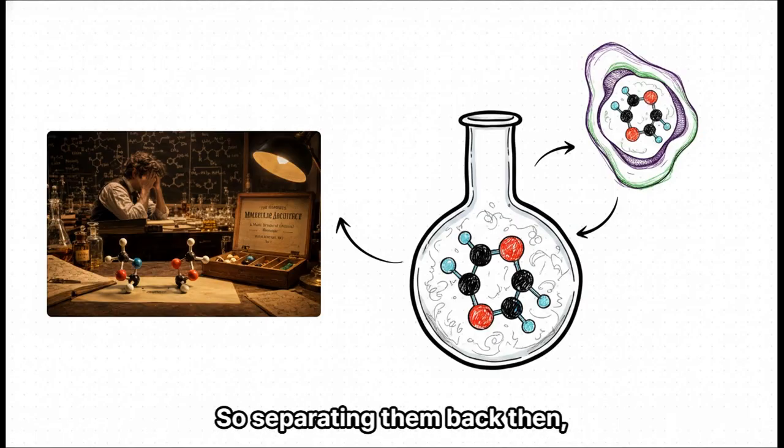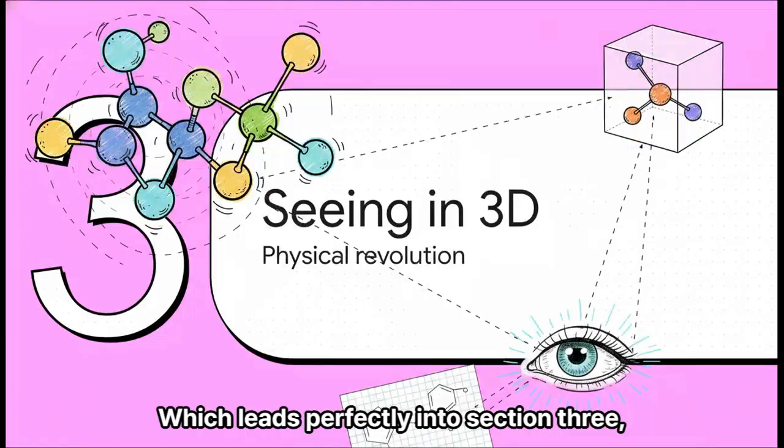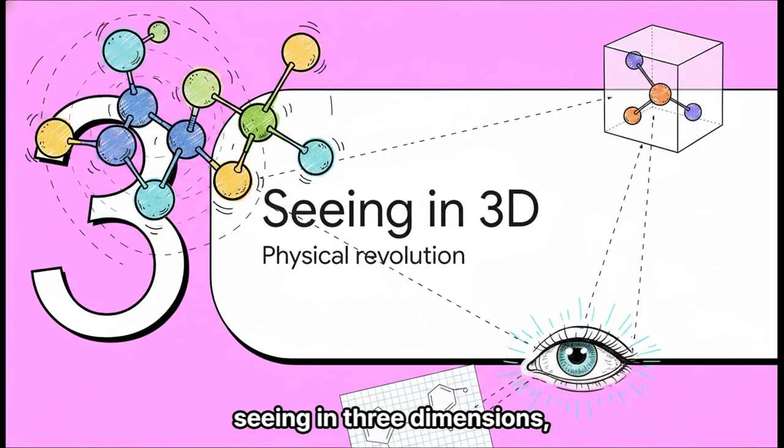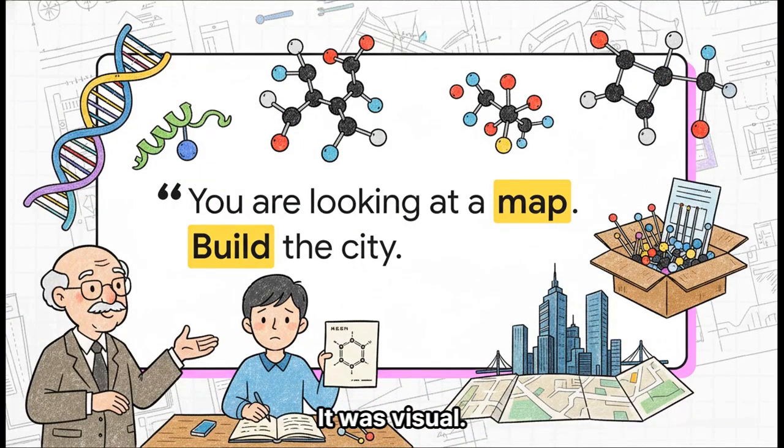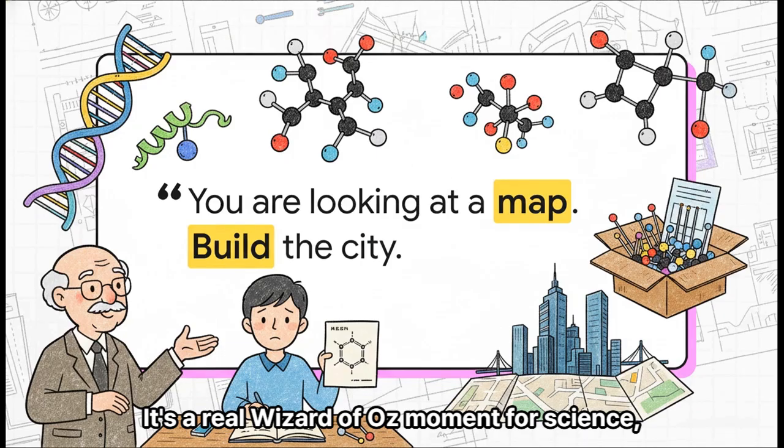So separating them back then, it was virtually impossible. Which leads perfectly into Section 3, seeing in 3 dimensions, the physical revolution. The breakthrough to solving this maddening puzzle wasn't actually chemical at first, it was visual. It's a real Wizard of Oz moment for science, honestly.